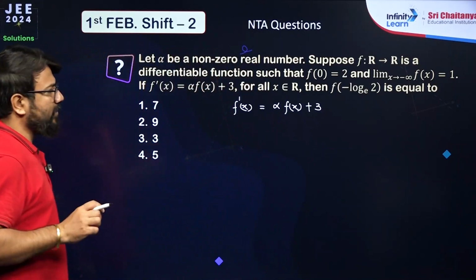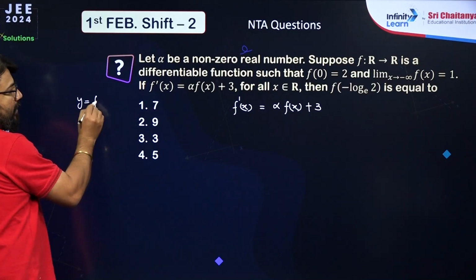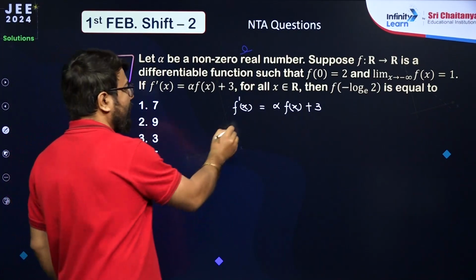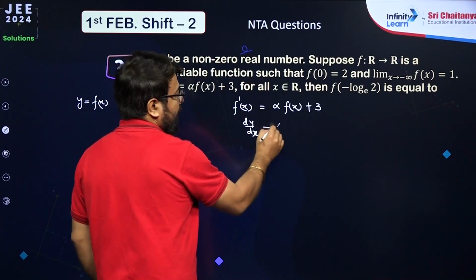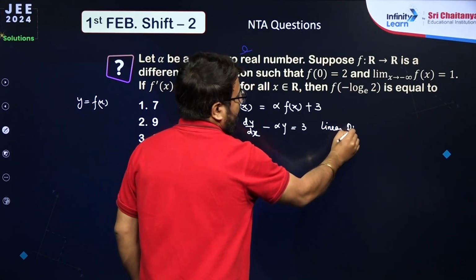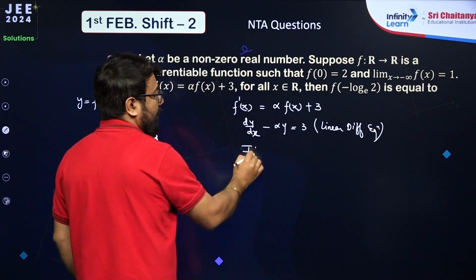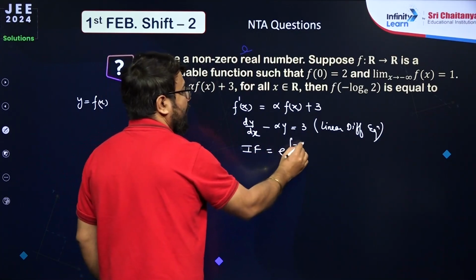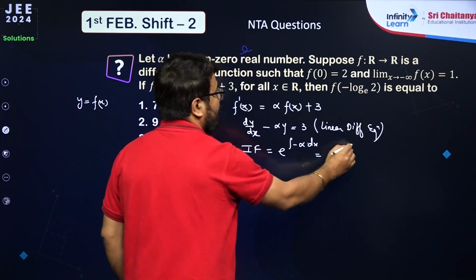How to do this question? Basically, if I assume y is equals to f(x). My dear students, don't you think that this is a linear differential equation being given to you? Can you see? Linear differential equation. So a linear differential equation can be solved with the help of the integrating factor. Integrating factor will be e raised to the power integration of minus alpha dx. So it will become e raised to the power minus alpha x.